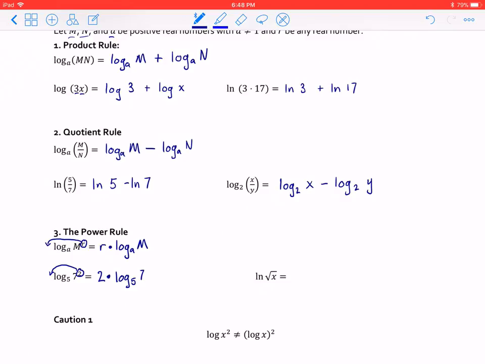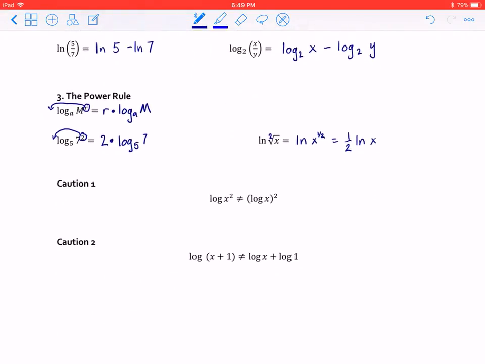And here we have an example of a square root. So we know that the index is 2. If it's not ever written, we assume it's 2. So what I could first do is transform this into ln of x to the 1/2. And then using the power rule, that 1/2 comes in front, and you have 1/2 times ln of x.